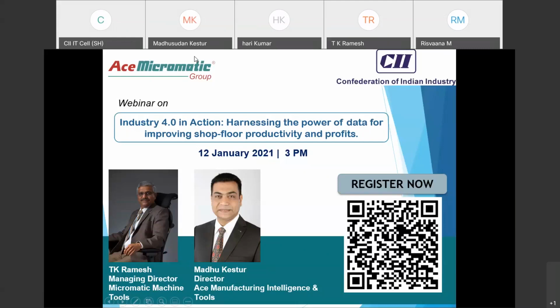The second speaker for today's session is Mr. Madhu Kestur, Director, AceManufacturing Intelligence and Tools. Mr. Kestur is an engineer by background with a BE in Mechanical Engineering and an MTech in Computer Engineering from NITK, Suratkal. He has 30 years of experience, is responsible for product engineering and delivery of all AceMicromatic products. With his rich global experience at large MNCs, he brings a global perspective to innovation and product engineering.